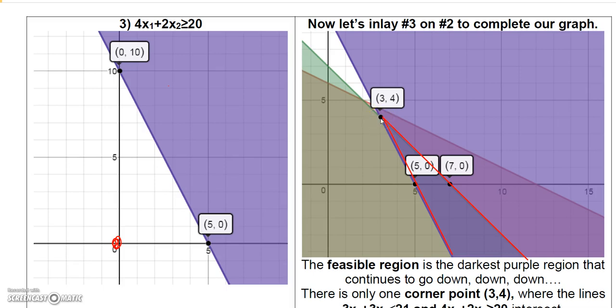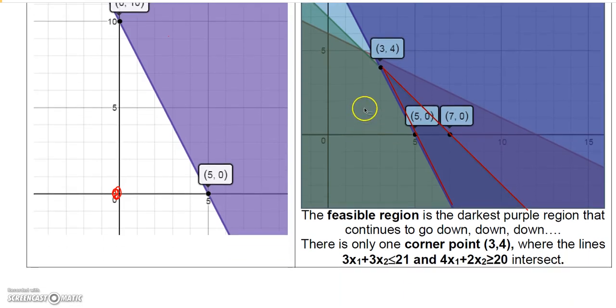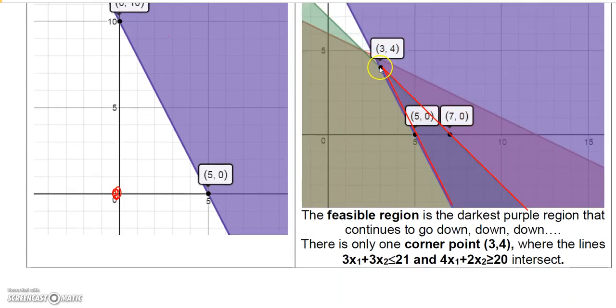Okay? And to get that corner point, you have to know the two lines that make it up. And it's these two lines here. Actually, I wrote the inequalities, but it's the lines 3x1 plus 3x2 equals 21 and 4x1 plus 2x2 equals 20. And if you solve that system of equations, then it'll give you the solution right here, the point (3, 4).